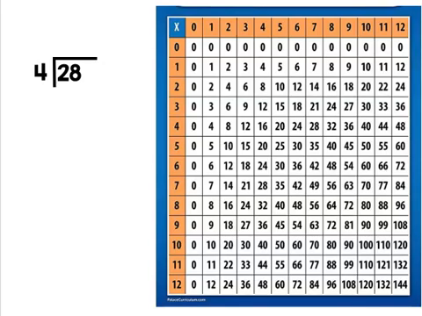Now that you're ready to check your answer, we're going to go ahead and look at the side. We find a 4. We go across until we find 28. We go up to the top and we find a 7. We don't have any more digits, so our final answer is 7. You did it!